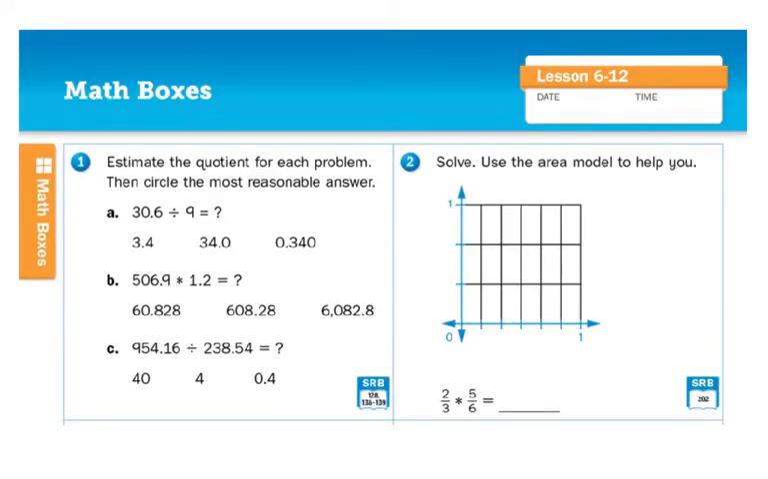All right, we have time to do a little bit on our math boxes on page 228. Number 1 says estimate the quotient for each problem, then circle the most reasonable answer. So here we go. 30 divided by 10 is a whole lot easier. 3 divided by 1 is 3. Which is the best answer? B.